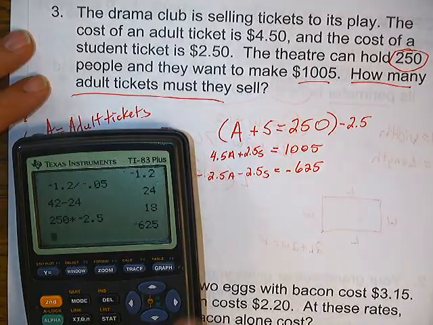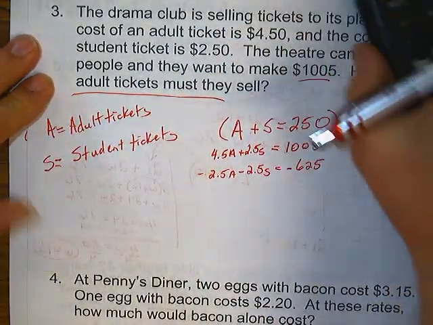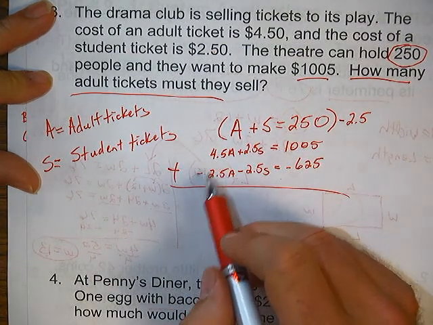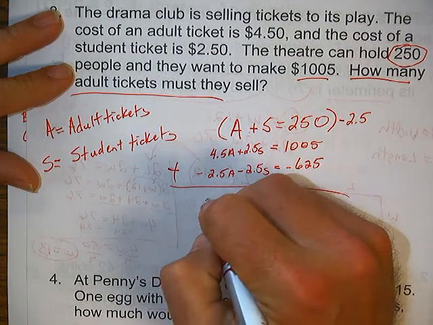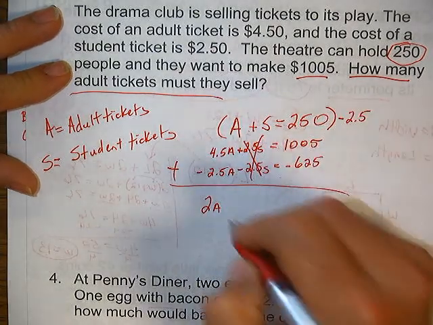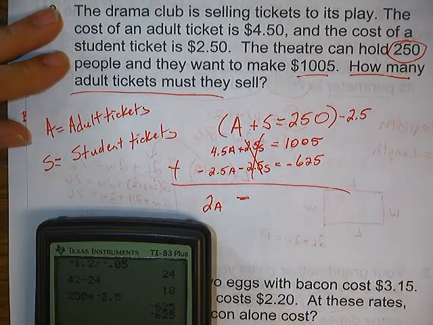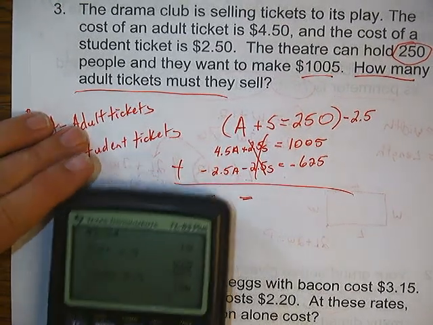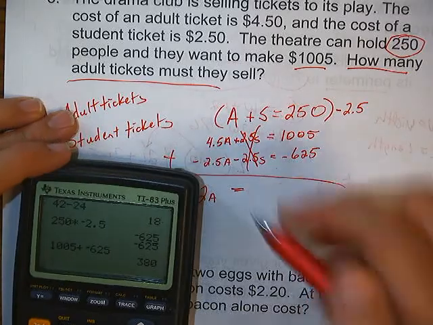Now eliminate. Eliminate by adding. When I add 4.5 plus a negative 2.5, that gives me 2A. The S's are gone, equals 1,005 plus a negative 625. That's 380.